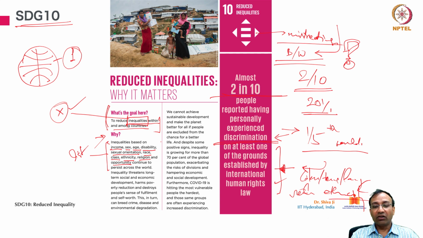Inequality threatens long-term social and economic development, harms poverty reduction, and destroys people's sense of fulfillment and self-worth. So if you discriminate or mistreat anybody based on any of these, the person is definitely going to face odd behavior or reduced opportunity.